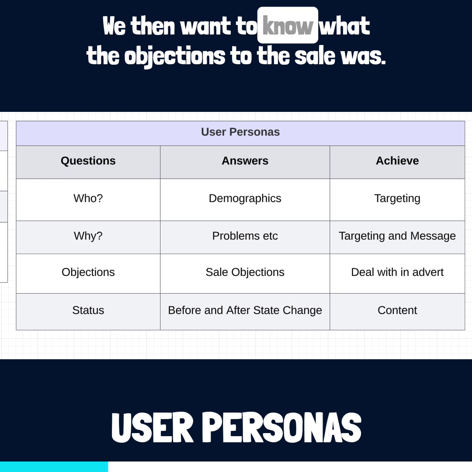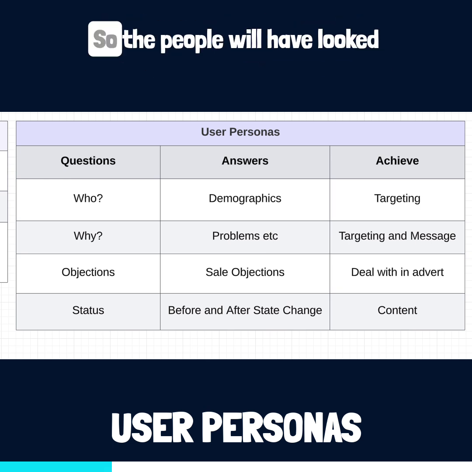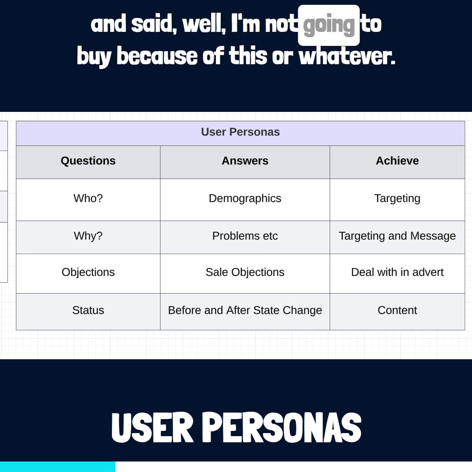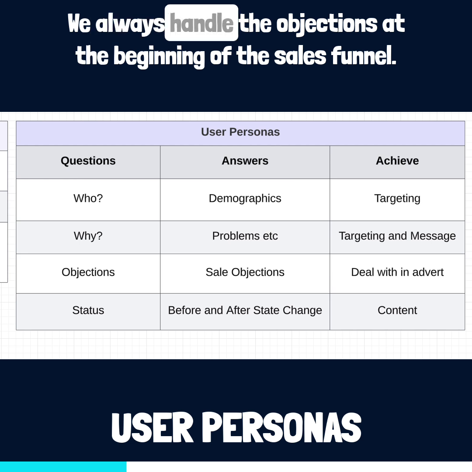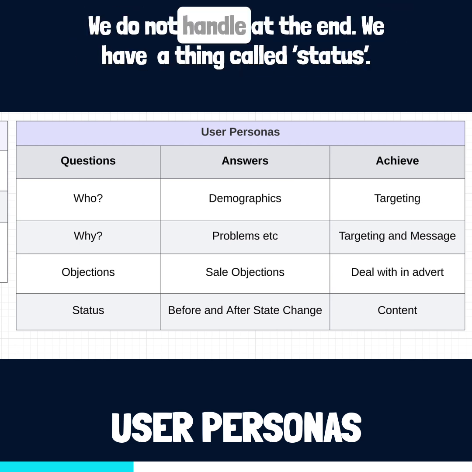We then want to know what the objections to the sale are. People will have looked and said, well, I'm not going to buy because of this or whatever. We want to know the sale objections because we want to deal with them in the advert. We always handle the objections at the beginning of the sales funnel. We do not handle them at the end.